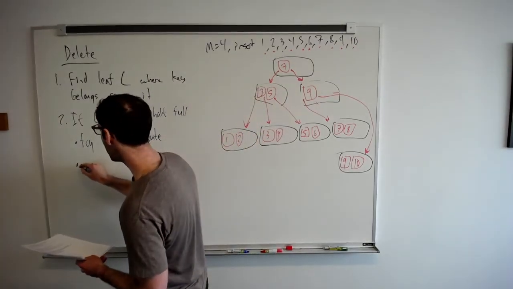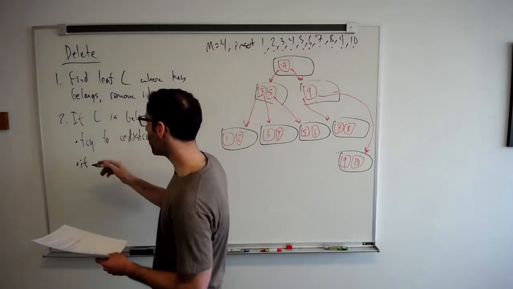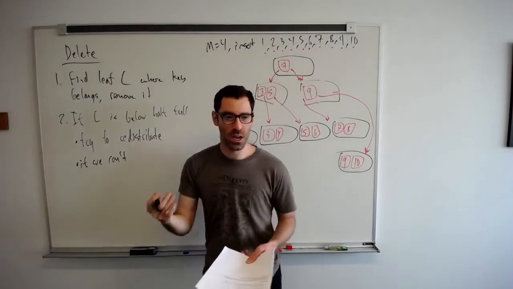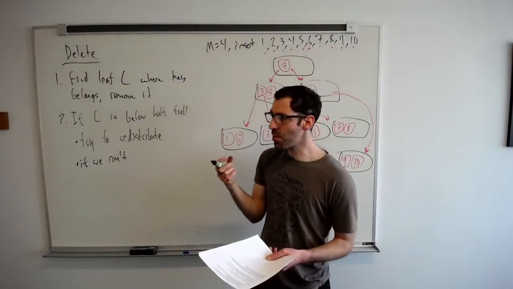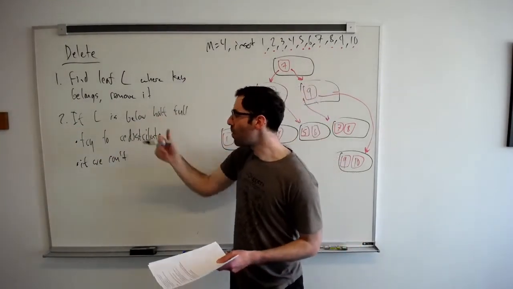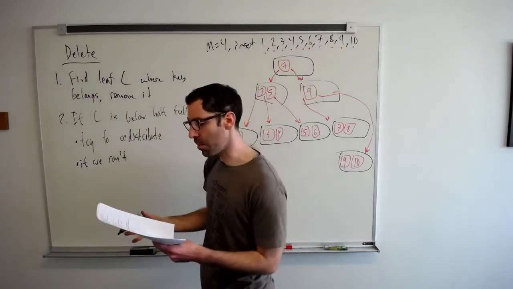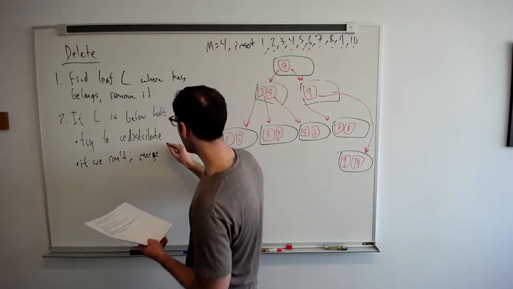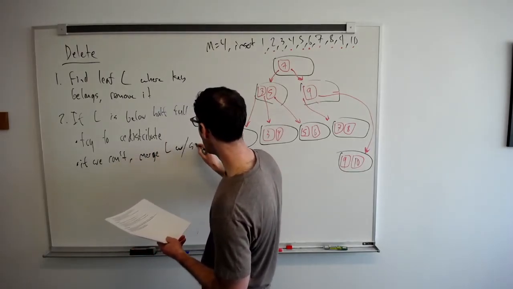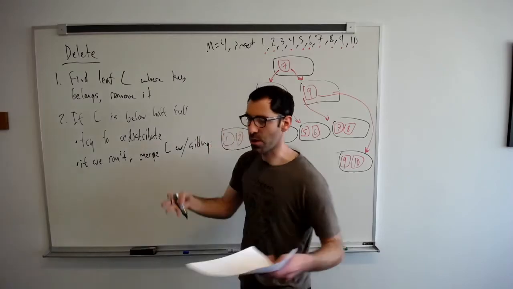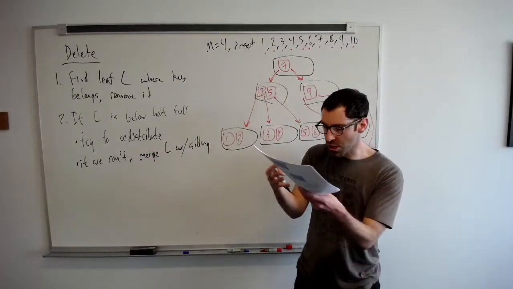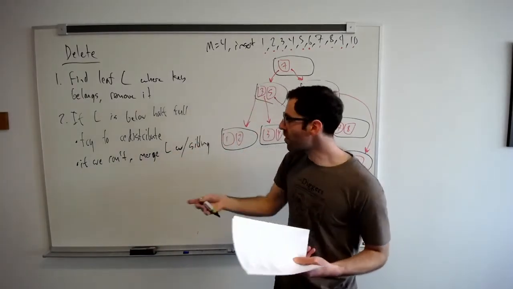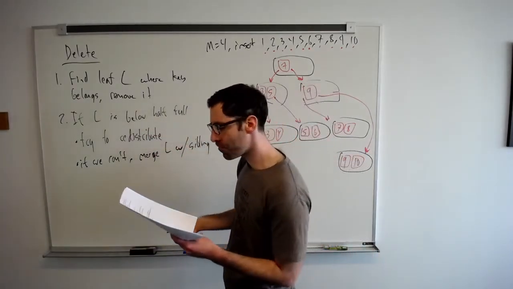But if we can't redistribute, meaning that taking some key from a sibling would cause that sibling to be below half full rather than ourselves, not solving any problem. So if we can't, we're going to merge L with a sibling. We're going to merge two nodes together such that the resulting merged node will obey our invariant, will be at least half full.